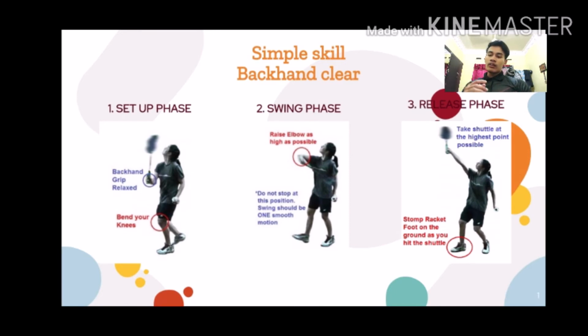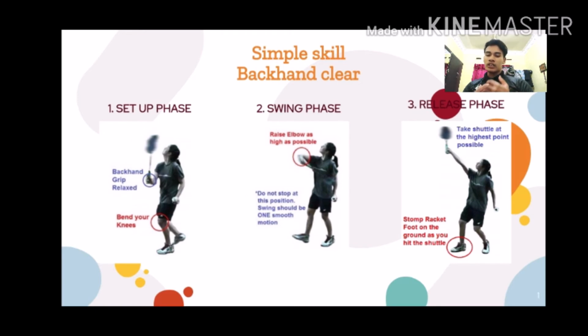Next we move to the swing phase, in which the player needs to turn the body to get into the position for doing the backhand clear and face the rear court. Do not forget to slightly bend your knees. It means he needs to do a position like a lunge to get power or force from the lower body to generate more force on the technique.